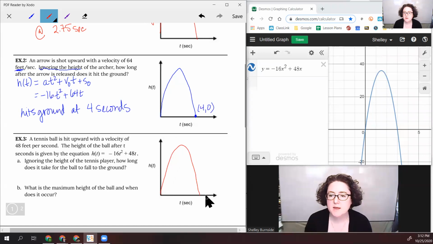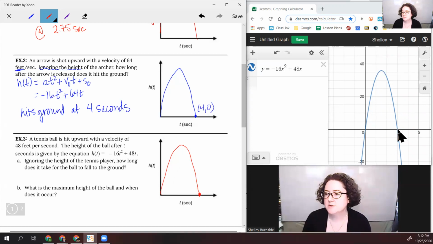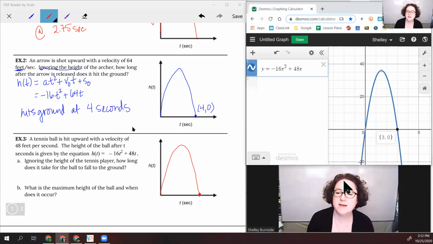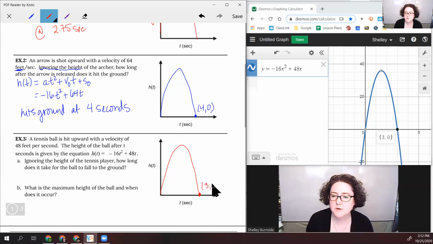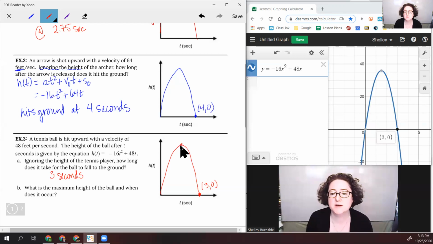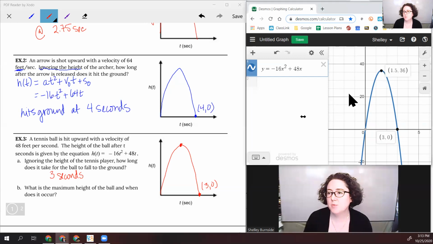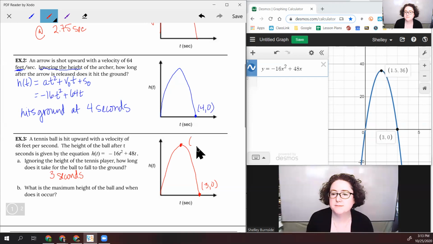And so in part A, it wants to know, well, what's that x coordinate again, where it falls back down to the ground? So just clicking on Desmos, we find that's happening at the point 3, 0. So that means how many seconds? 3 seconds. But then question B says, what is the maximum height of the ball and when does it occur? So it does also want us to know what the vertex is. And again, just click on the graph at that point, and that gives you your info. So it hits at 1.5 for the x, 36 for the y.